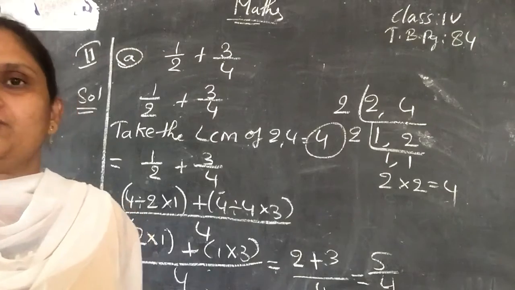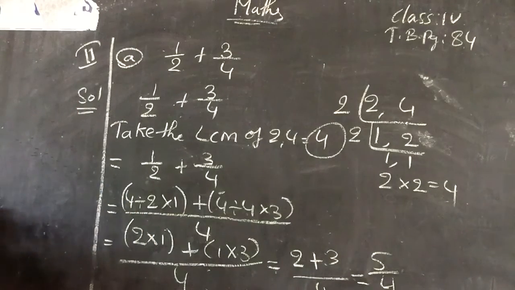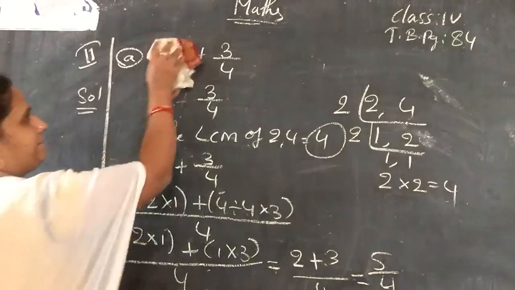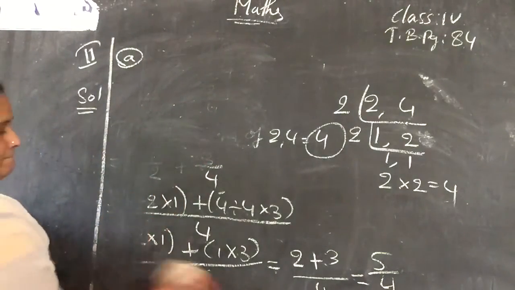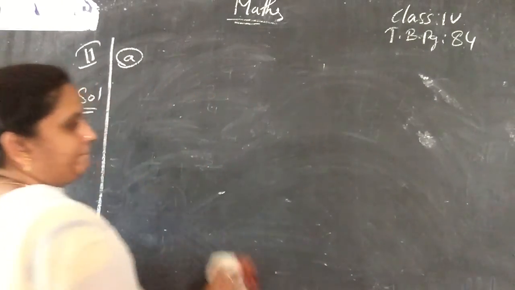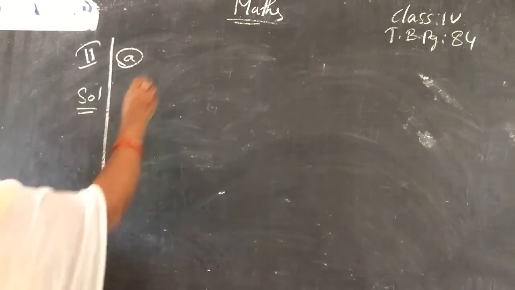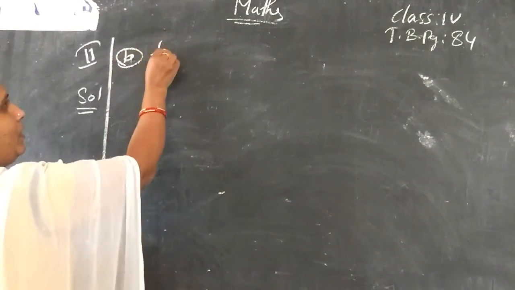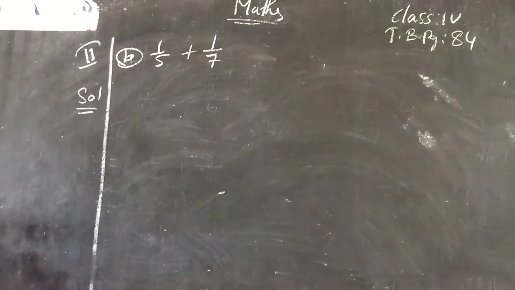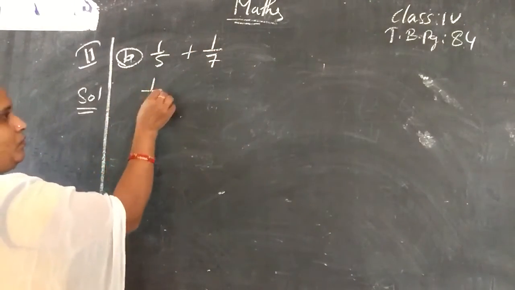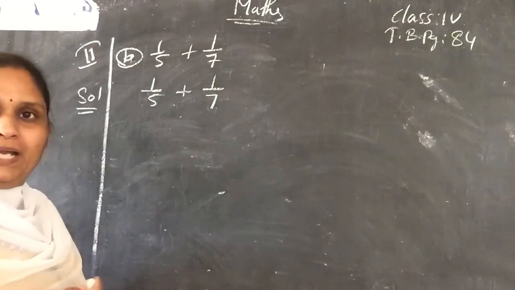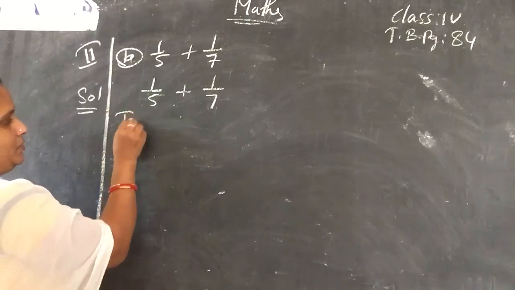1 by 5 plus 1 by 7. Copy it neatly. Okay, now B. 1 by 5 plus 1 by 7. Same number I am writing: 1 by 5 plus 1 by 7. This is also an unlike fraction. So what do you have to do in the second step?